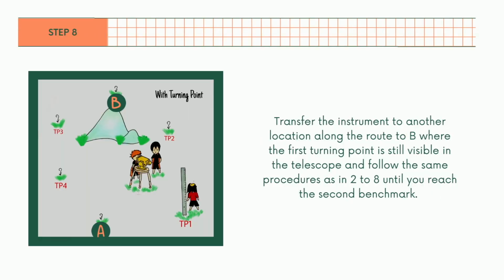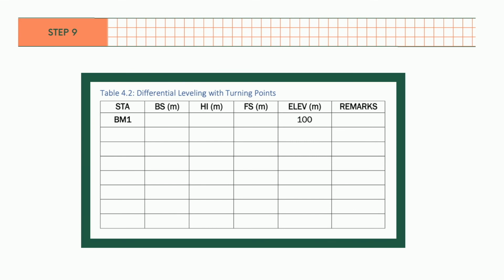Transfer the instrument to another location along the route to BM2 where the first turning point is still visible in the telescope, and follow the same procedures as in 2 to 8 until you reach the second benchmark. Lastly, tabulate the data in Table 4.2, Differential Leveling with Turning Points.